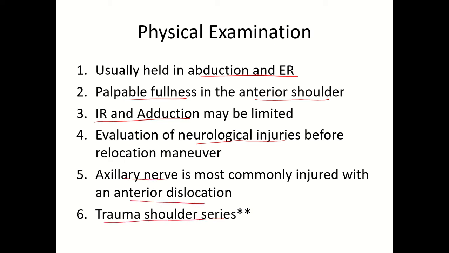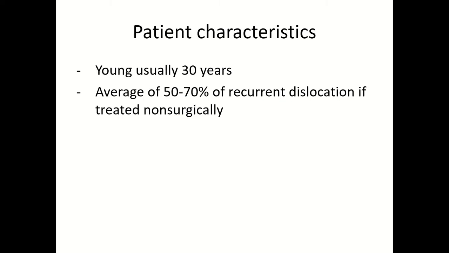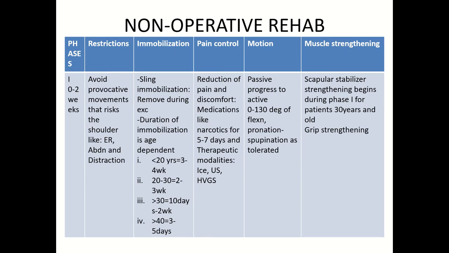Coming down to the traumatic shoulder series, it is definite whenever you are dealing with any direction of shoulder instability. Patient characteristics: usually within 30 years. The average is 50 to 70% recurrent dislocation if treated non-surgically.